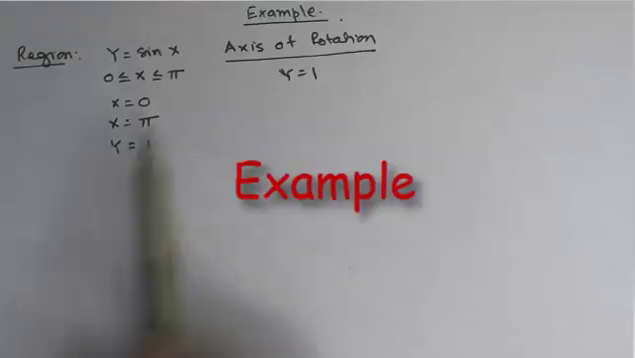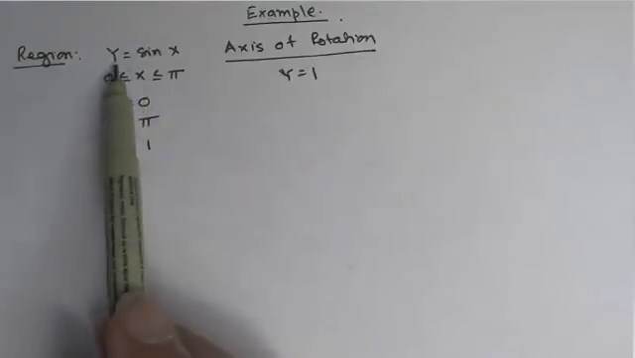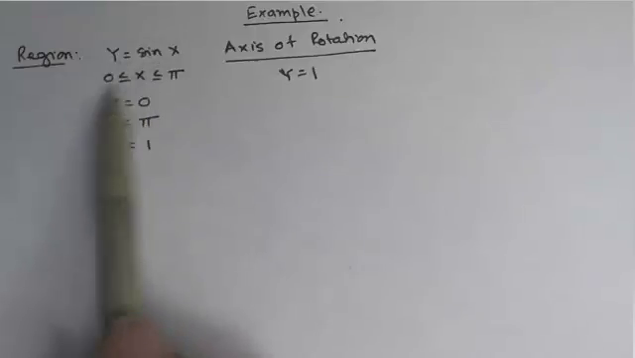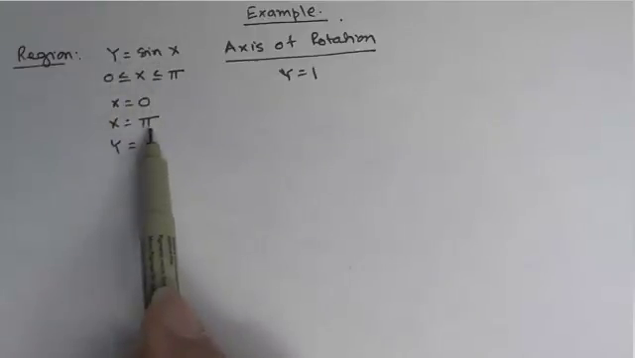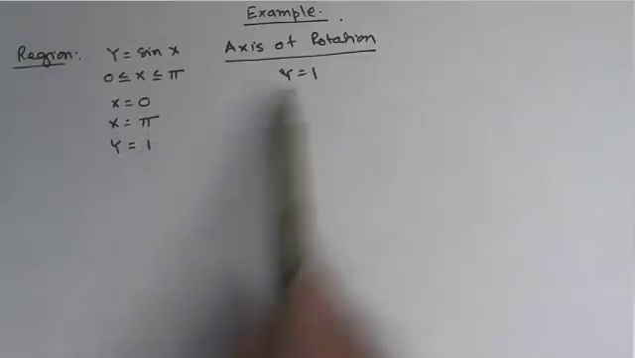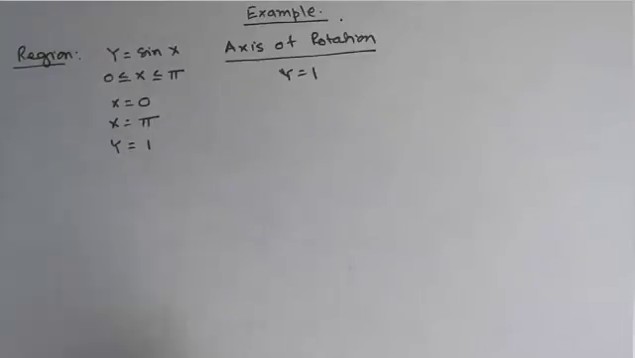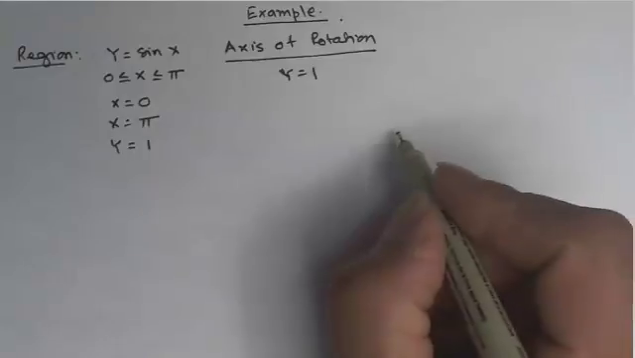One more example. I've written out the example for you. The region is bounded by y equals sine x for x between 0 and pi, x equals 0, x equals pi, y equals 1. The axis of rotation is y equals 1.